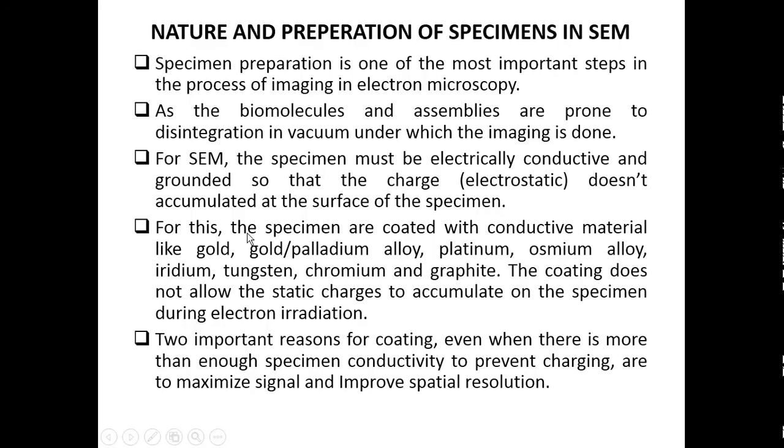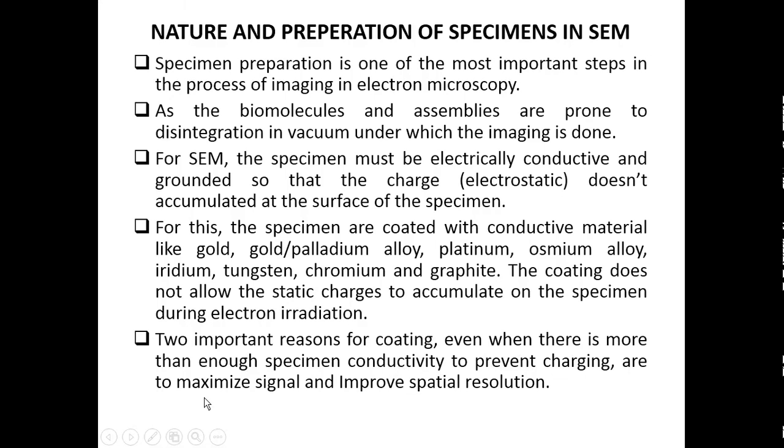For doing that, the specimens are coated with conductive material like gold, palladium alloy, platinum, osmium alloy, iridium, tungsten, chromium, and graphite. The coating does not allow the static charges to accumulate on the specimen during electron irradiation. Electron irradiation means electron beam irradiation, the electron beam which hits on the surface under examination.